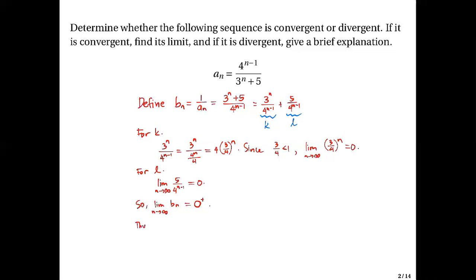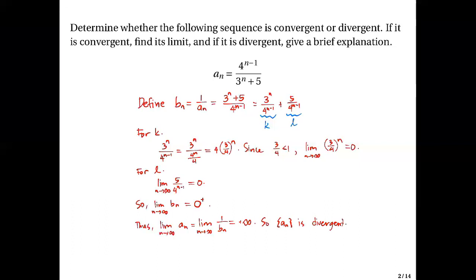Thus, we now have the limit as n approaches plus infinity of a sub n. This is equal to the limit as n approaches plus infinity of 1 over b sub n. This is equal to plus infinity. Therefore, this sequence here is divergent. So a sub n is divergent.